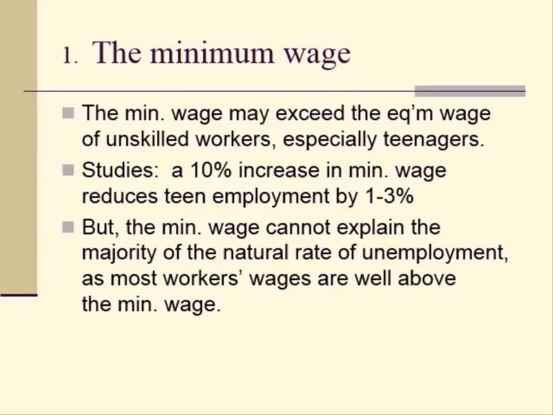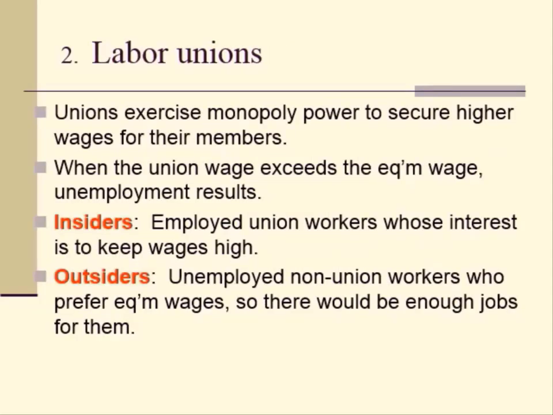First, the minimum wage. The minimum wage may exceed the equilibrium wage of unskilled workers, especially teenagers. And studies found that a 10% increase in minimum wage reduces teen employment by 1 to 3%. But the minimum wage cannot explain the majority of the natural rate of unemployment, as most workers' wages are well above the minimum wage. Second, labor unions. Unions exercise monopoly power to secure higher wages for their members. And when the union wage exceeds the equilibrium wage, unemployment may result.